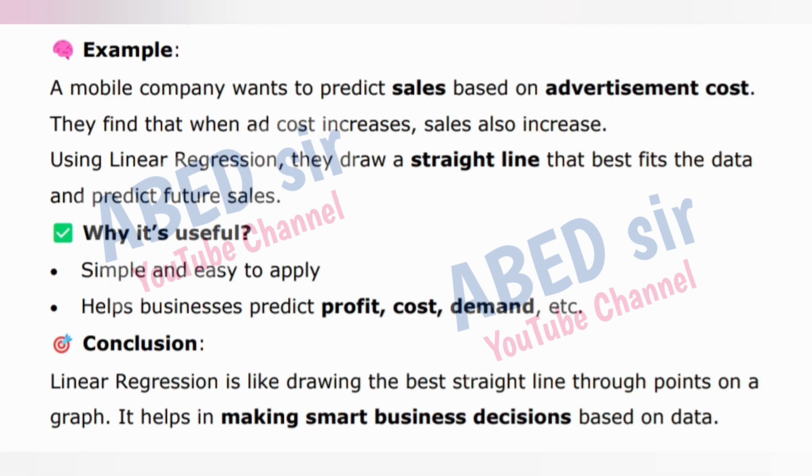Example. A mobile company wants to predict sales based on advertisement cost. They find that when ad cost increases, sales also increase. Using linear regression, they draw a straight line that best fits the data and predict future sales. Why it's useful? Simple and easy to apply. Helps businesses predict profit, cost, demand, etc. Conclusion. Linear regression is like drawing the best straight line through points on a graph. It helps in making smart business decisions based on data.